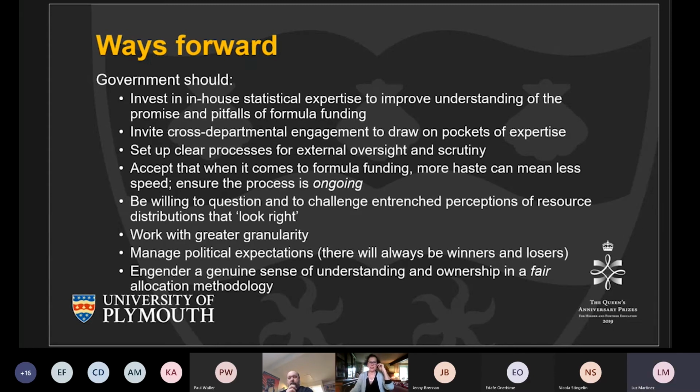And finally, I think we need to engender a genuine sense of understanding and ownership, a public understanding. I think people tend to blame their local services when they're not getting the services that they want. They don't understand that their local services are functioning within a contained envelope of cash that is determined centrally, and we need to make that link much better. And that's all I had to say. If you've got any specific questions about specific formulae, I'm very happy to answer them.